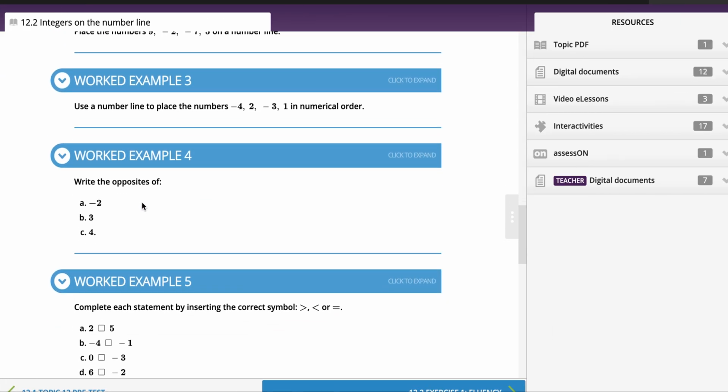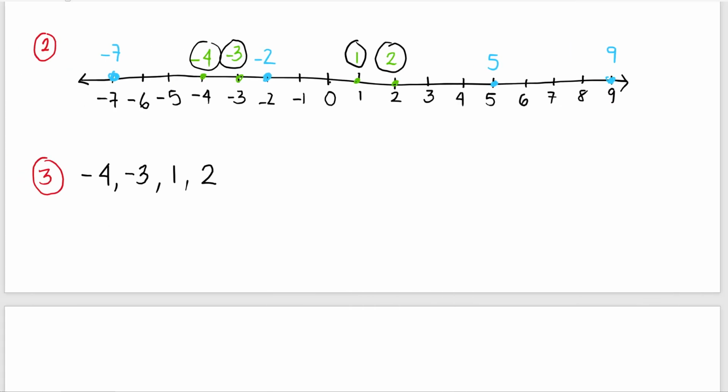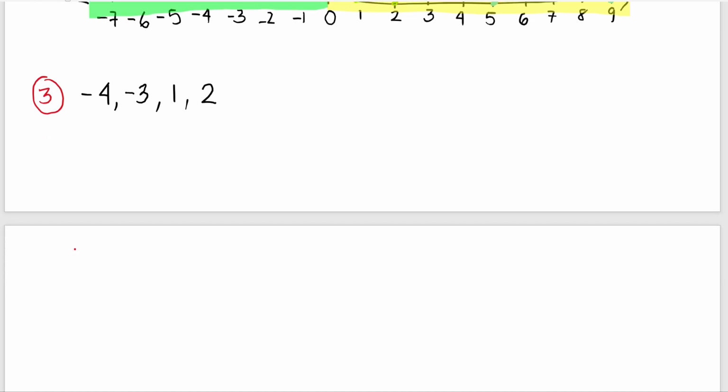Okay, then it says, write the opposite of. So the opposite means, in that number line that we have here, remember that in the example when I did the number line, we talked about how I have my positive side, and then if I reflect that, I have my negative side. So when we're talking about the opposite, it means the one that is on the other side. Okay, so let's do that one here in example 4.